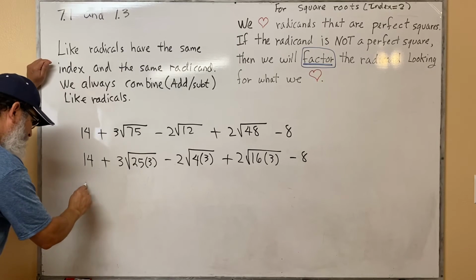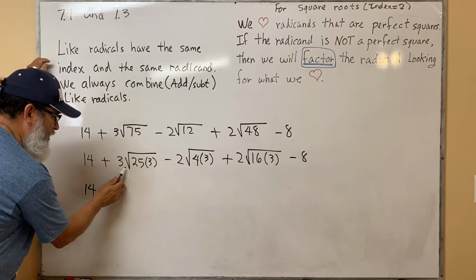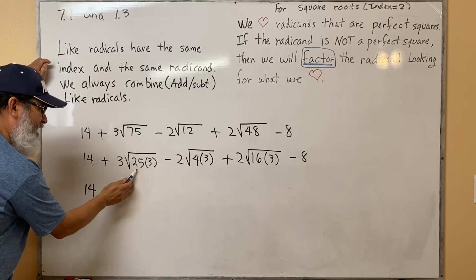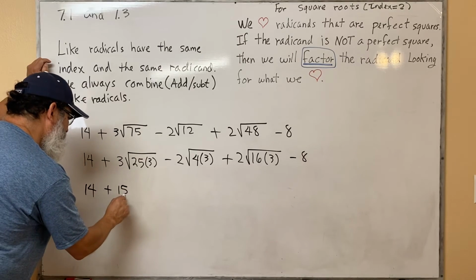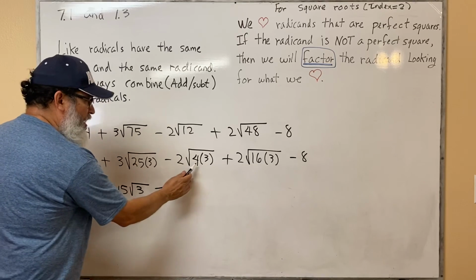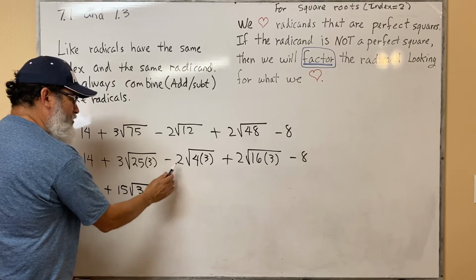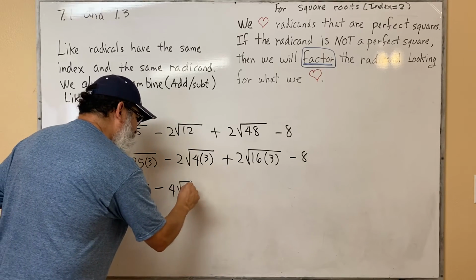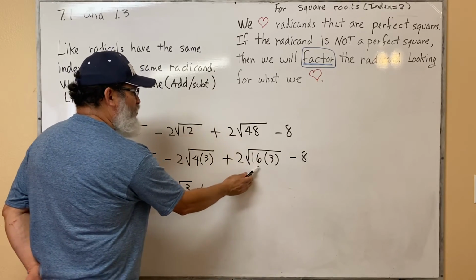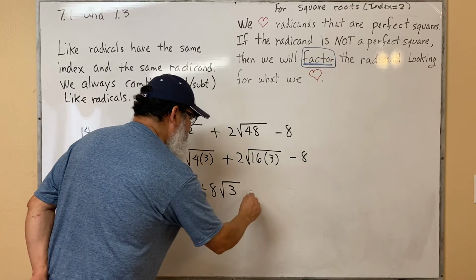So this is 14 plus, a 5 comes out, and it gets multiplied times 3. 5 comes out. What's 5 times 3? 15. The square root of 3. Minus, a 2 comes out, and that 2 is multiplied times negative 2. What's 2 times negative 2? Negative 4. The square root of 3. Plus, a 4 comes out. What's 4 times 2? 8. The square root of 3 minus 8.